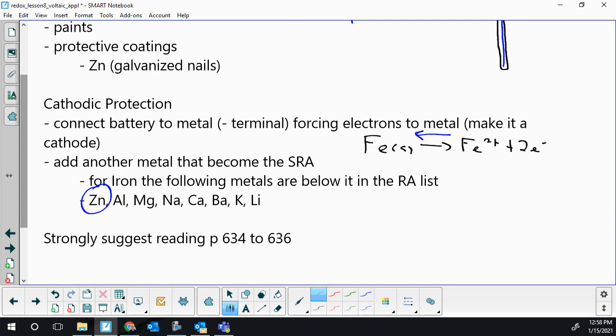Now your book has more information on ways of preventing corrosion. I went through most of them. It's not a bad idea to take a look at those 3 pages in your book. Now my last slide is a picture you're not going to take down. I just want to show you what this zinc coating or adding zinc to a metal object looks like.